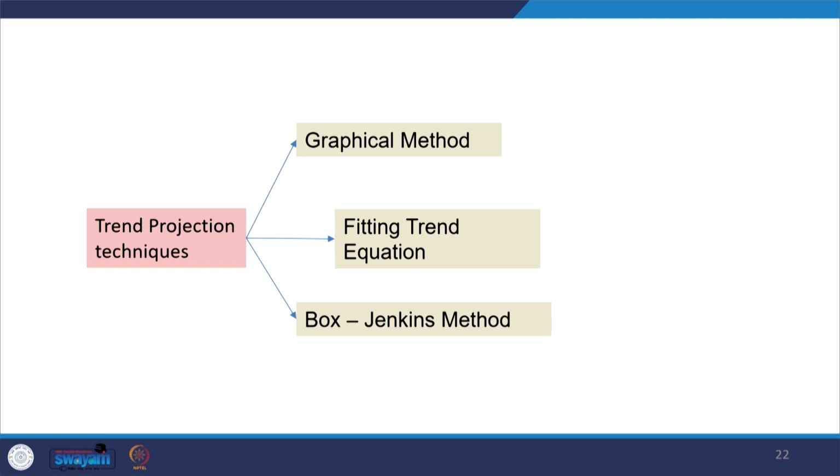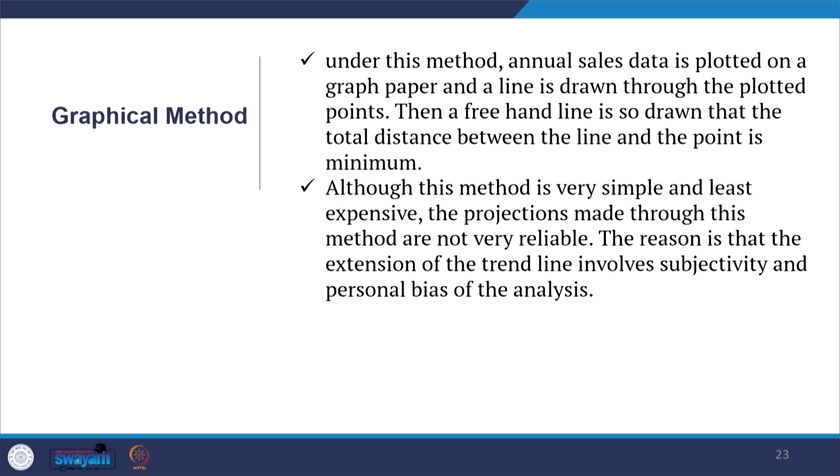So, when you talk about trend projection, basically we use a graphical method, as you must have done in your school and college days. The graphical method is a method where you plot the data and try to extrapolate it, right. Then you have fitting a trend equation, and the third is the Box-Jenkins method, which is a method used for small data or small periods of time. This is not a long term data projection, this is a short term data projection technique, okay. So, let us go with the first one, the graphical method.